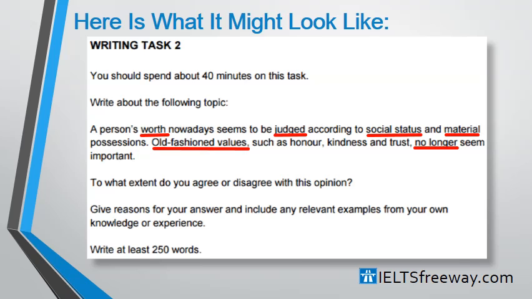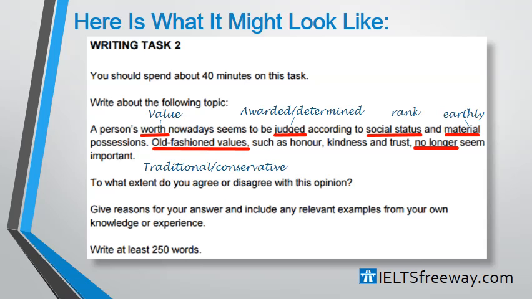Next, I'm going to add some synonyms for those words I've identified. So I've got value for worth, awarded or determined for judged, rank for social status, earthly rather than material, traditional and conservative for old-fashioned, and loyalty for honour, kindness and trust.